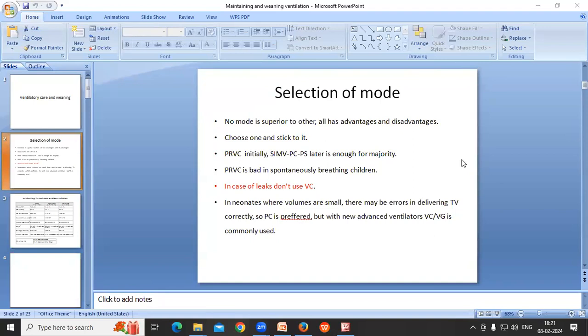If you ask me what is your choice, sir, PRVC when child is deeply sedated. Once child becomes active, switch over to either SIMV PC PS or it could be SIMV VC PS. It's not going to matter.